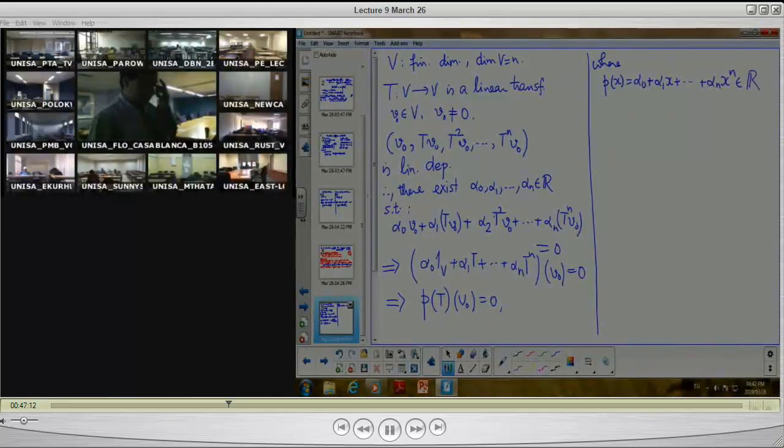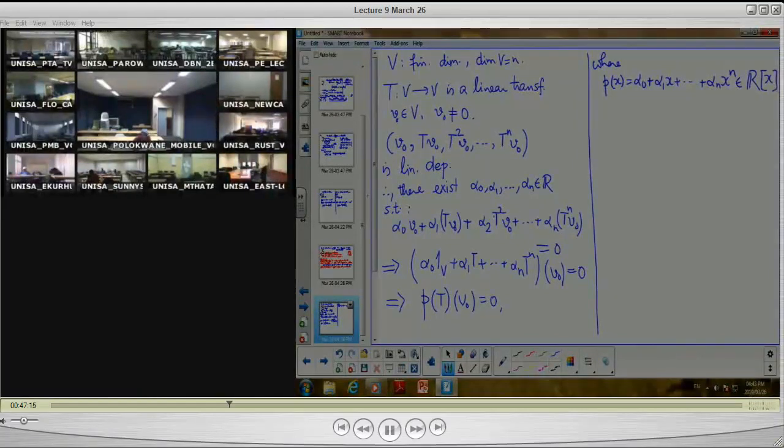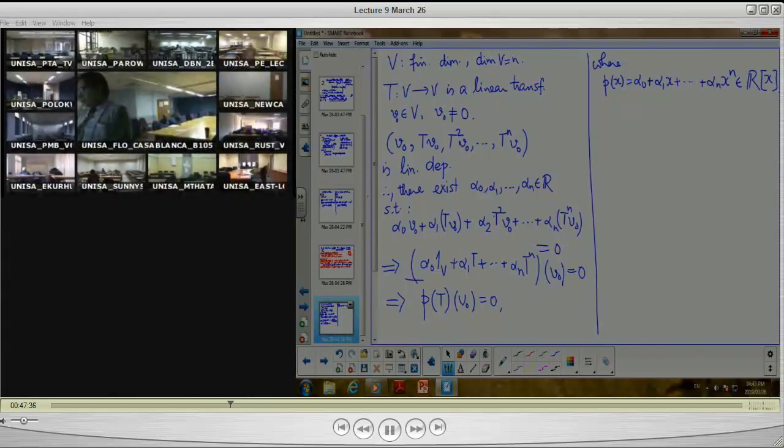Why should we multiply that by v0? Which one? The second last line. Remember, as I said, this one is also a linear transformation, right? And what is its value at v0? It will be alpha 0 times identity of v0, which is v0, plus alpha 1 T of v0, plus alpha 2 T squared v0, and so on, up to alpha n T to the power n v0.